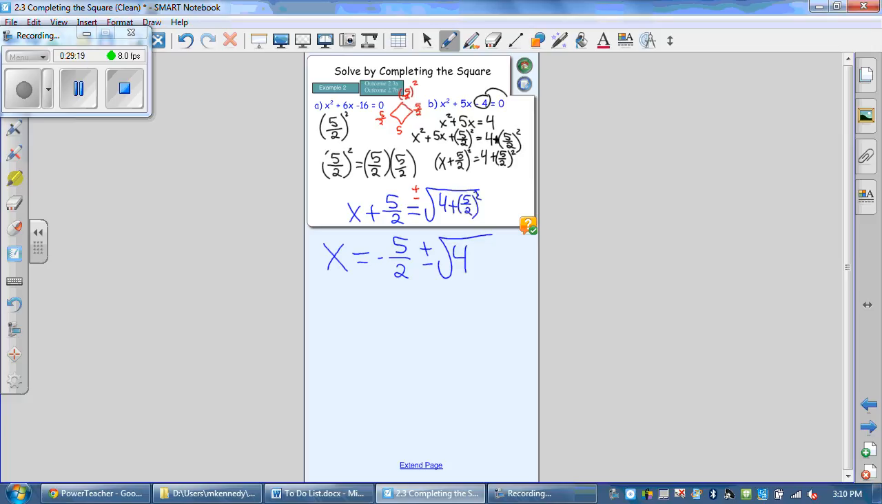Okay, so 5 over 2 squared is 5 over 2 times 5 over 2. Why don't we simplify that? In here, you could put 25 over 4 if you wanted. Yeah, you could. That'd be fine. It would just be another way of writing it.